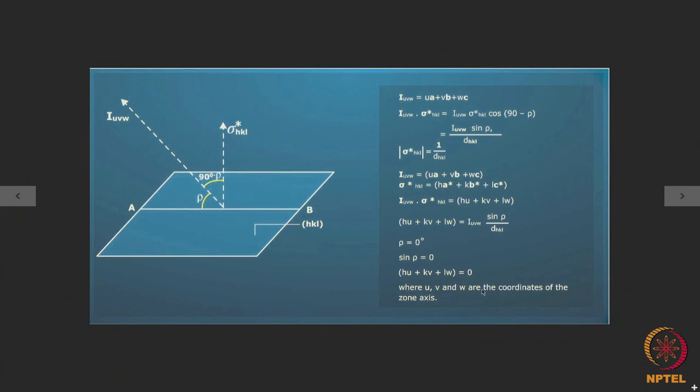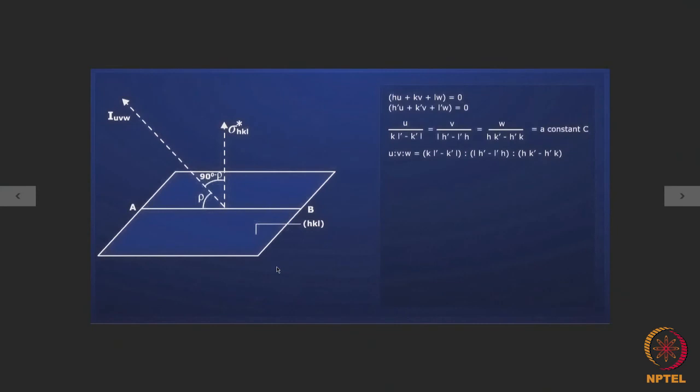So, if the HKL plane belongs to a zone where UVW is the zone axis, then the relationship must be HU plus KV plus LW is equal to 0. Otherwise, this plane will not belong to the zone UVW. So, using this relationship, we can find out quite a few things.